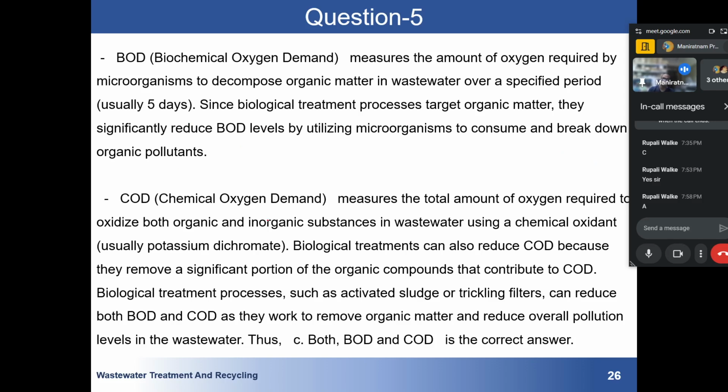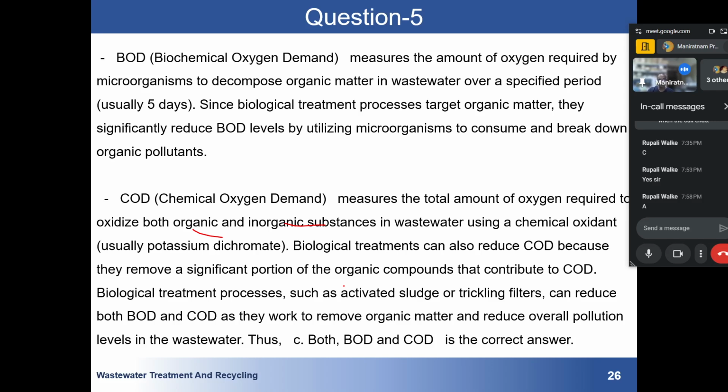The COD measures the total amount of oxygen required to oxidize both organic and inorganic substances in the wastewater using a chemical oxidant, usually potassium dichromate. Biological treatment can also reduce COD because they reduce a significant portion of organic compounds that contribute to COD.